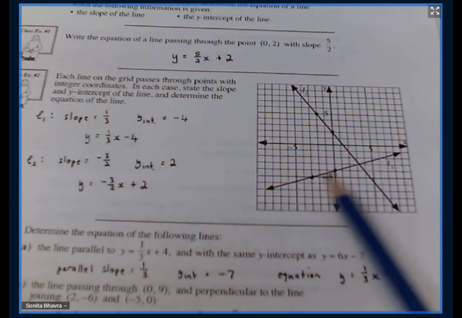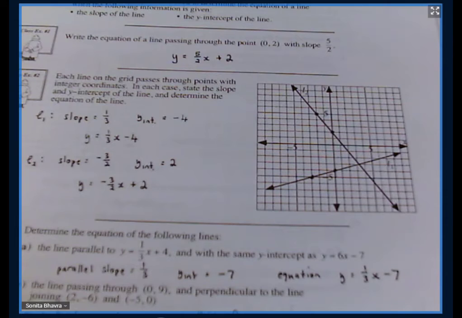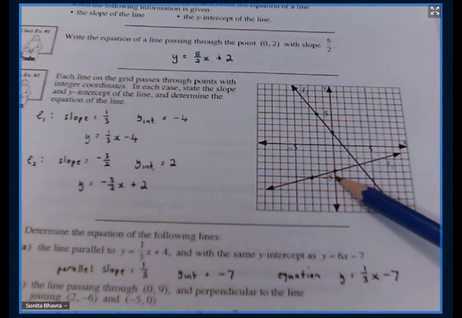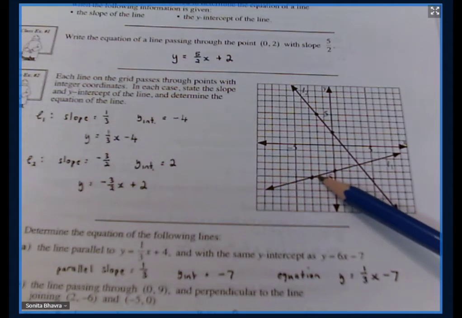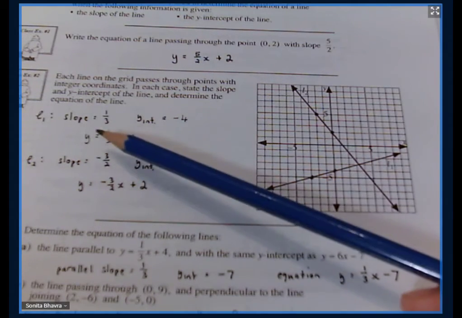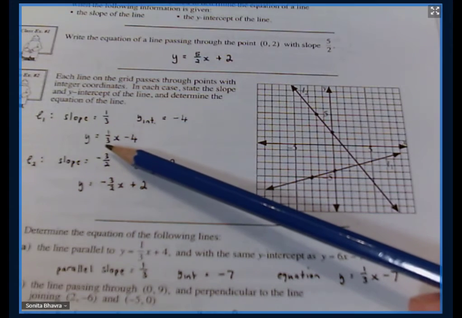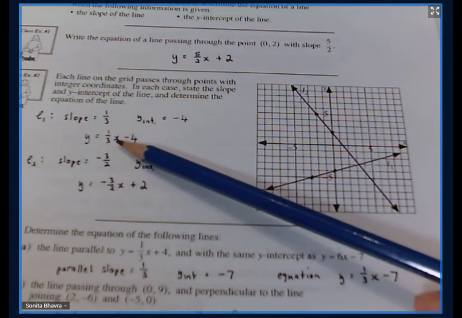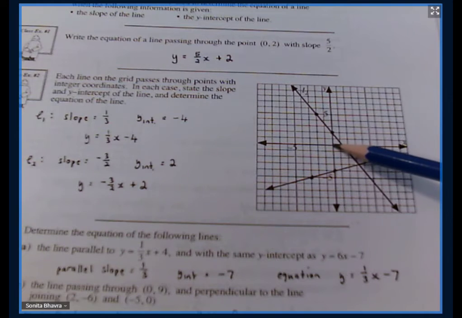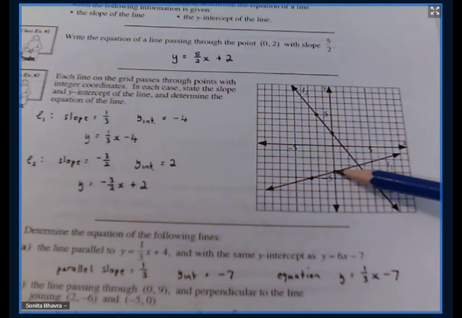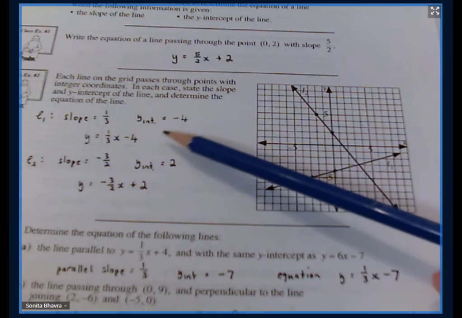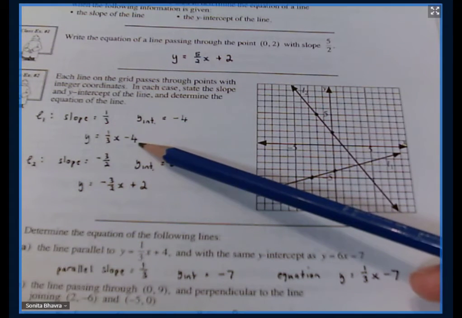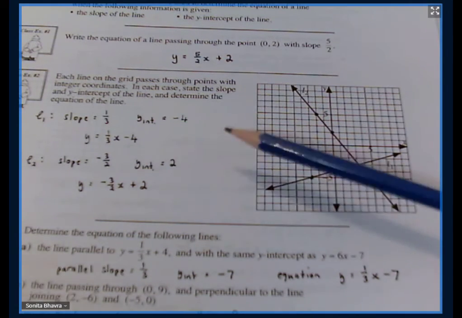So first of all, line 1, it's a positive slope. So let's calculate our slope first. We have 2 points right here. We have a rise of 1 and we have a run of 1, 2, 3. So therefore our slope is 1 over 3. All right, so we can put that into our equation as 1 over 3x. Next, we just have to look at our y-intercept. Our y-intercept is right here at negative 4. And that's the b part of our equation. So our equation is 1 over 3x minus 4.